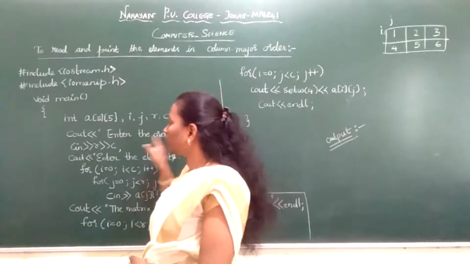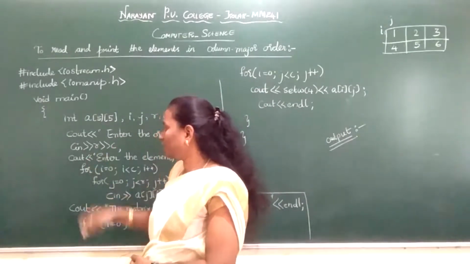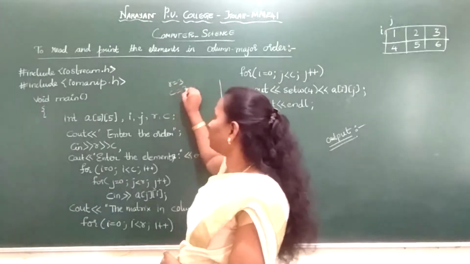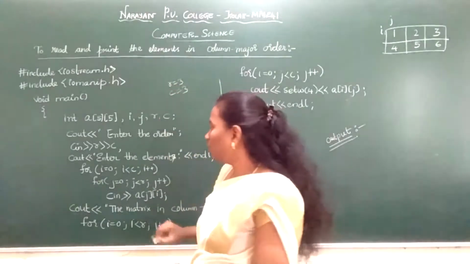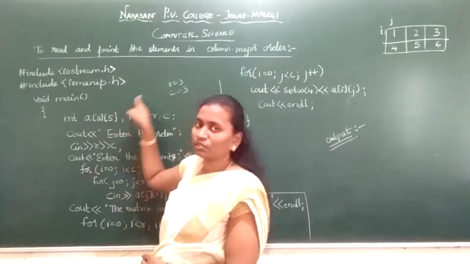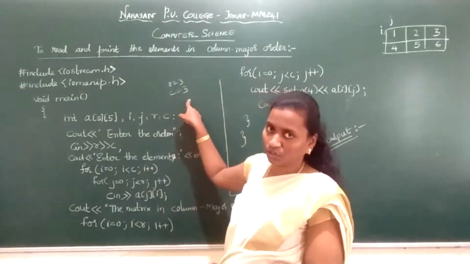Now enter the order, so we are entering r and c. Imagine I am entering r as 3 and column also 3, that means 3 rows and 3 columns. Now don't get confused, this is the maximum memory I am reserving, what I am allotting. I am giving a 3 cross 3 matrix.